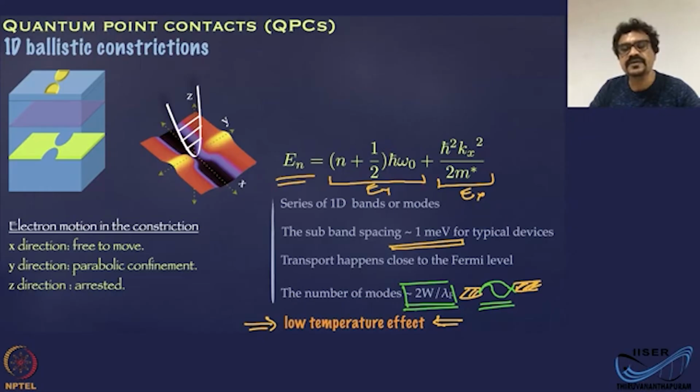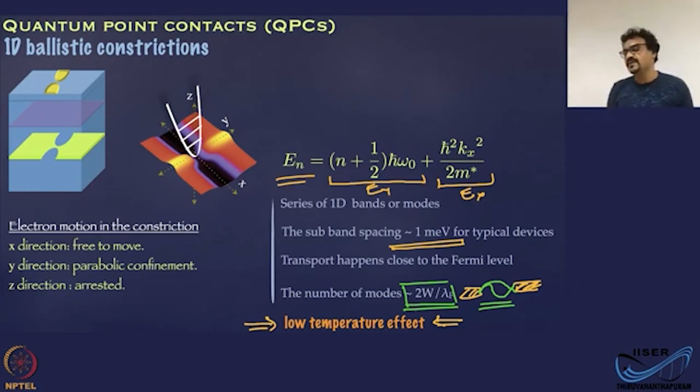It's not just the subband spacing. The system also needs to be in the ballistic transport regime, where the electron doesn't undergo any collision. What that means is the mean free path of the electron should be much larger than the length of the channel and the width of the channel, or the width and length of the constriction.